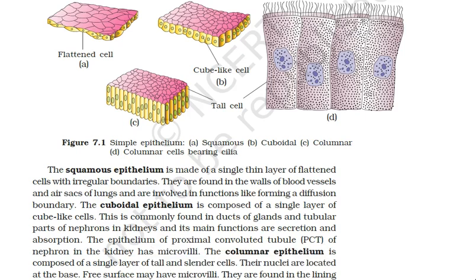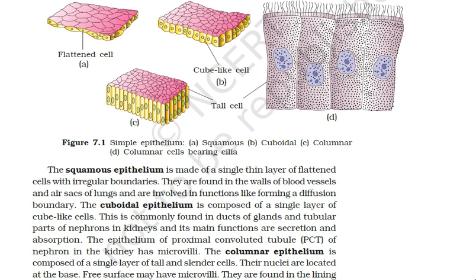Now I told you the cuboidal epithelium of PCT, that is proximal convoluted tubule of nephron, in kidneys has microvilli and is called brush bordered cuboidal epithelium tissue, and because of this maximum reabsorption takes place in the PCT.